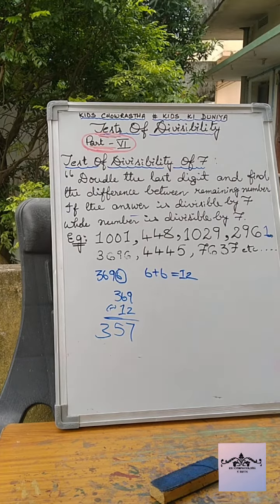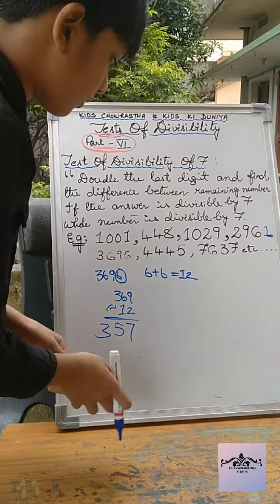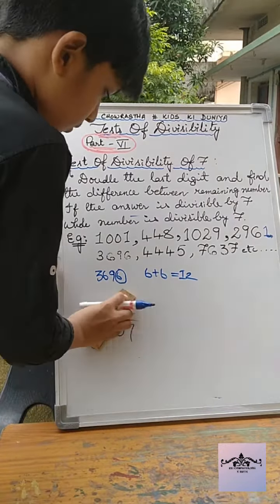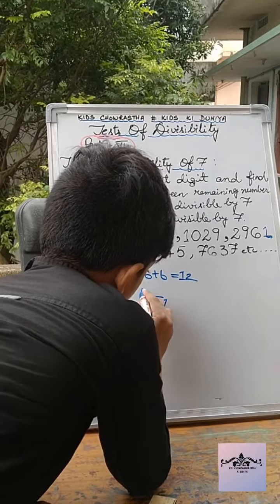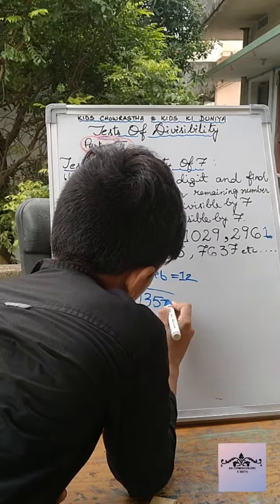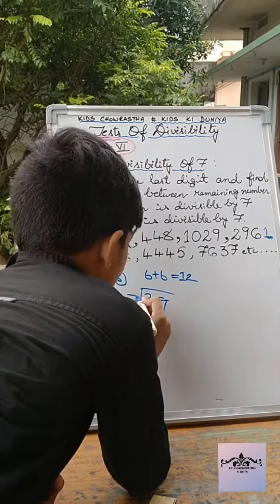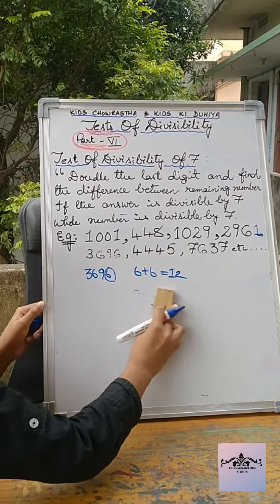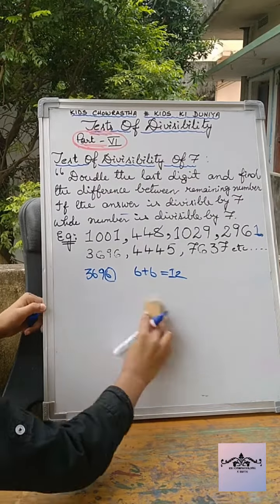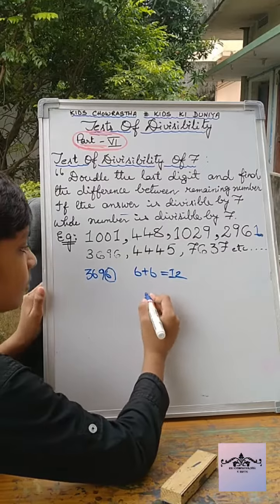Now we have to check whether 357 is divisible by 7 or not. I'm doing it a little bit crooked. This board is crooked, right? So I'm writing it a little bit crooked. I'm not able to write it properly. I'll kneel down and write.